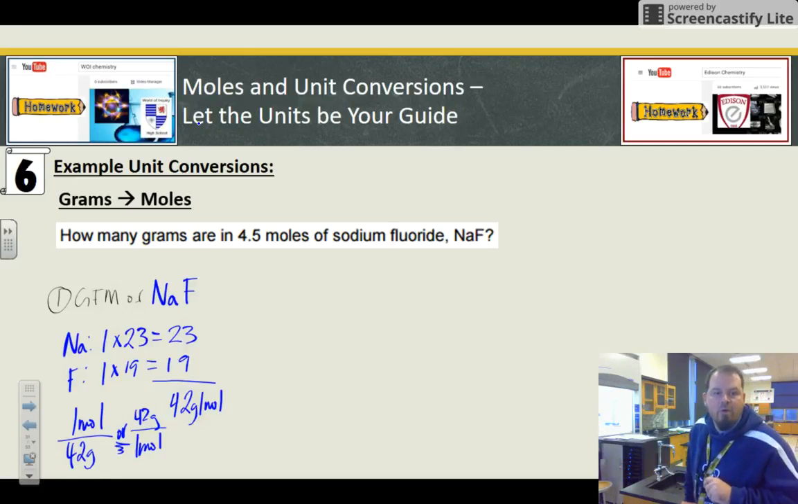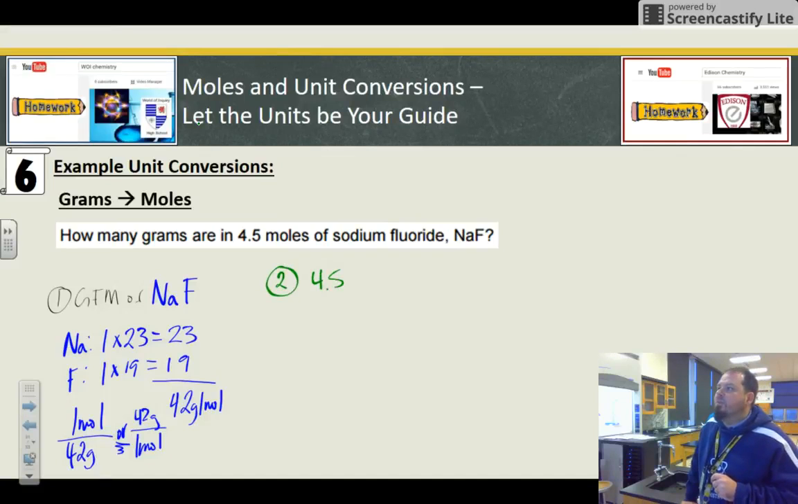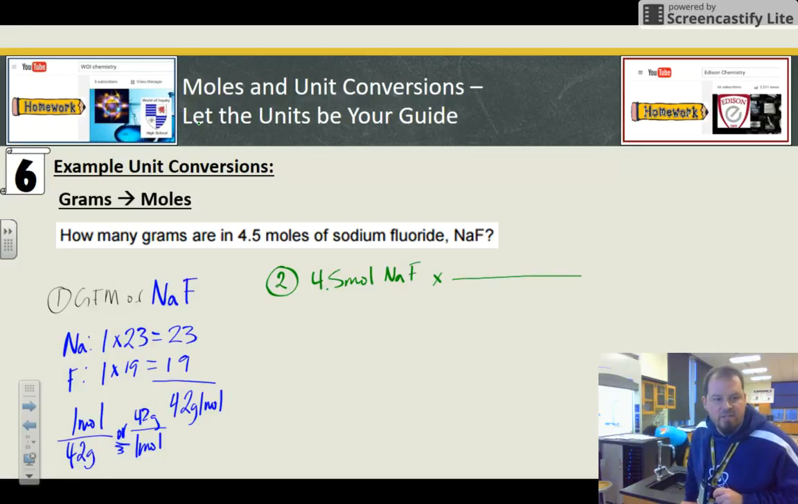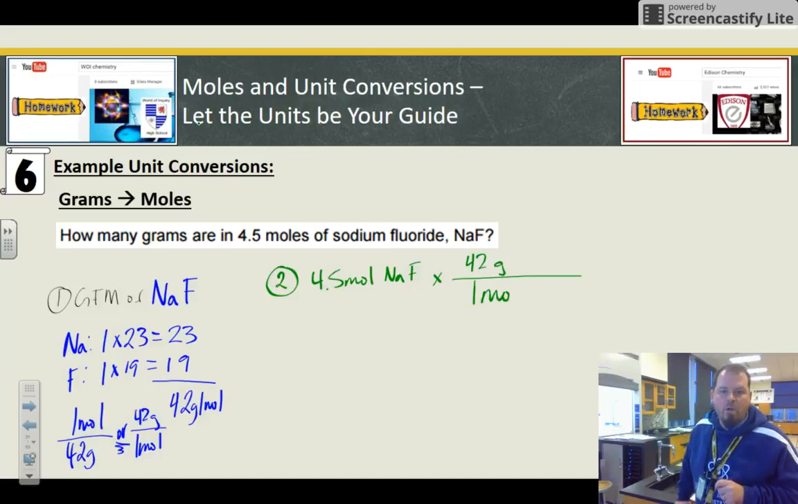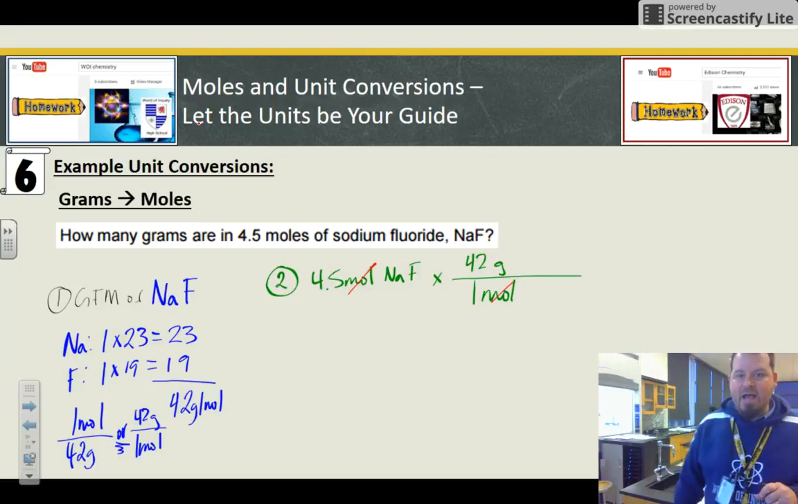and we need to figure out which way to do it. Let's start with the 4.5 moles, because that's what the problem gives me. And I need to pick the conversion factor with moles in the denominator, so moles cancels and leaves me with grams. So in this case, it's the 42 grams over 1 mole. And now we got to do 42 times 4.5.